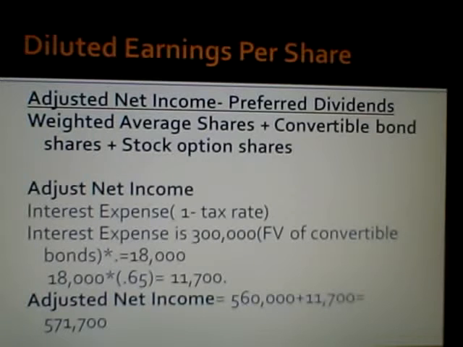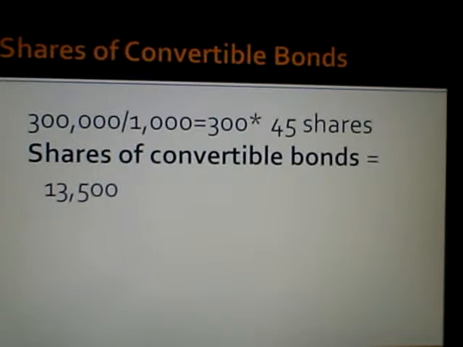Adjusted net income would therefore be $571,700. To determine the shares of convertible bonds, you take the 300,000 divided by 1,000, which gives you 300, times 45 shares, giving you a total of 13,500.